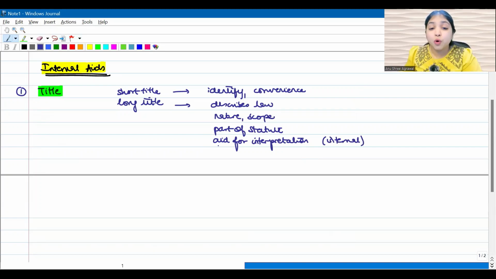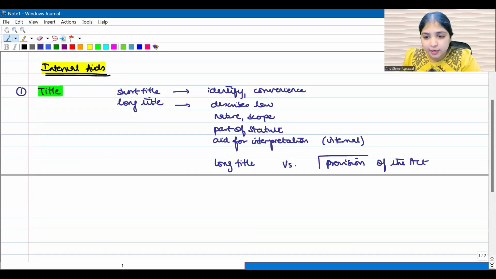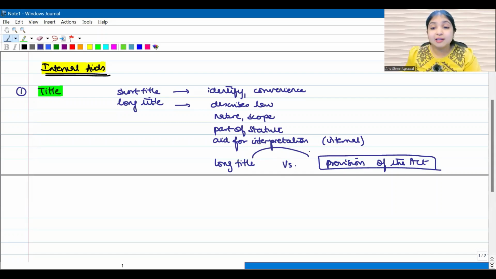And one more thing, what if there is a conflict? What if the long title of the act and some provision of the act contradict? If they contradict, which of the two will you give priority? You will give priority to the provision of the act. In simple words, the long title cannot override the plain provisions of the act. The long title will always be given less priority when compared to the provisions of the act.